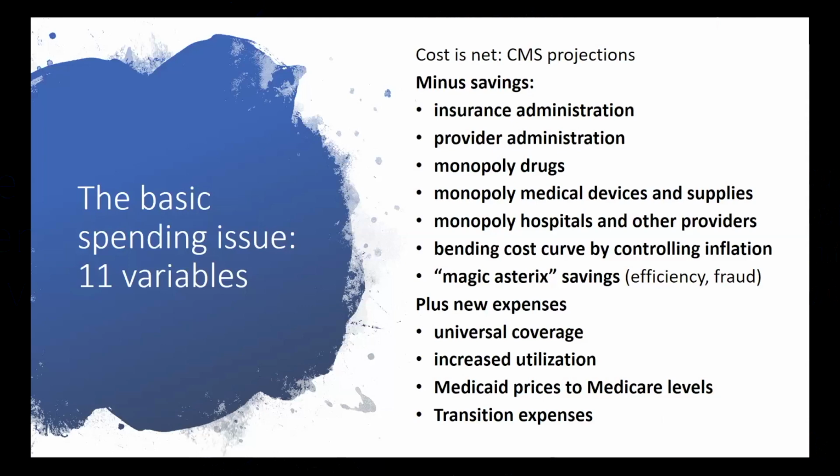And then you have to add, there are going to be expenses. First of all, you're going to be covering everybody in, nobody out. So people who now are getting very little health care because they don't have insurance are going to be getting more. Increased utilization. This is a big variable. Some people put it at 0, other people put it at 20%, because if you don't have copays or deductibles or you reduce those, you're going to be having more utilization of health care. Raising Medicaid prices to Medicare levels. And then another magic asterisk, transition expenses.